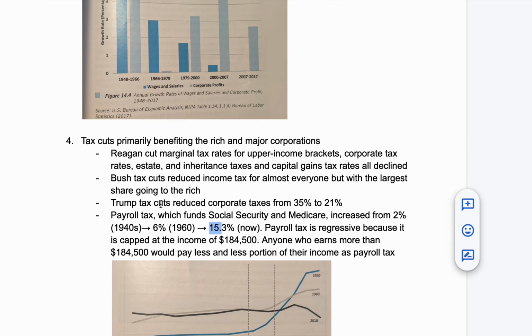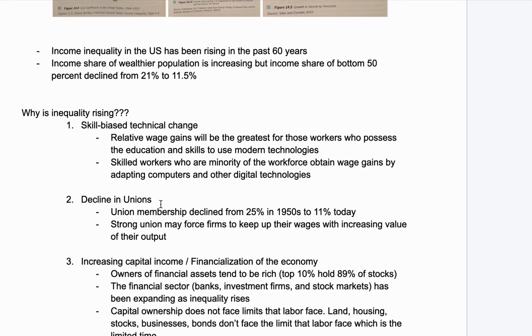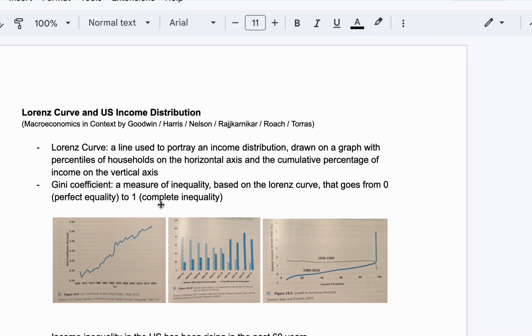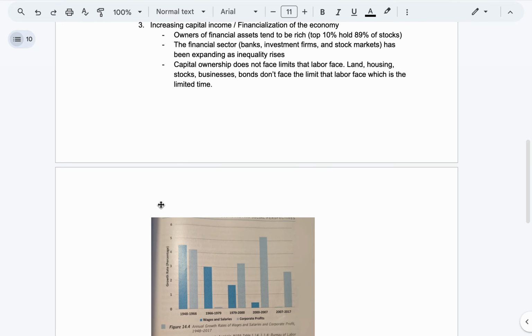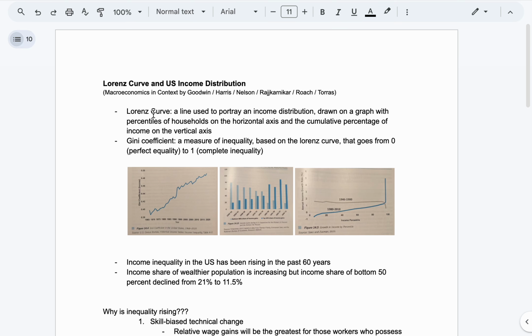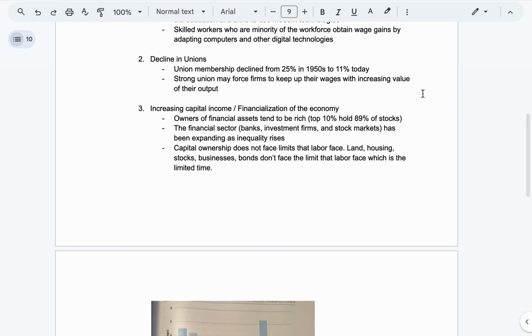So as I said, those four explanations are not the only reasons why inequality is rising. You can explain it from different perspectives too, but I think those are very important ones, and I got these ideas from Macroeconomics in Context by those authors, and yeah, that's it. Thank you.